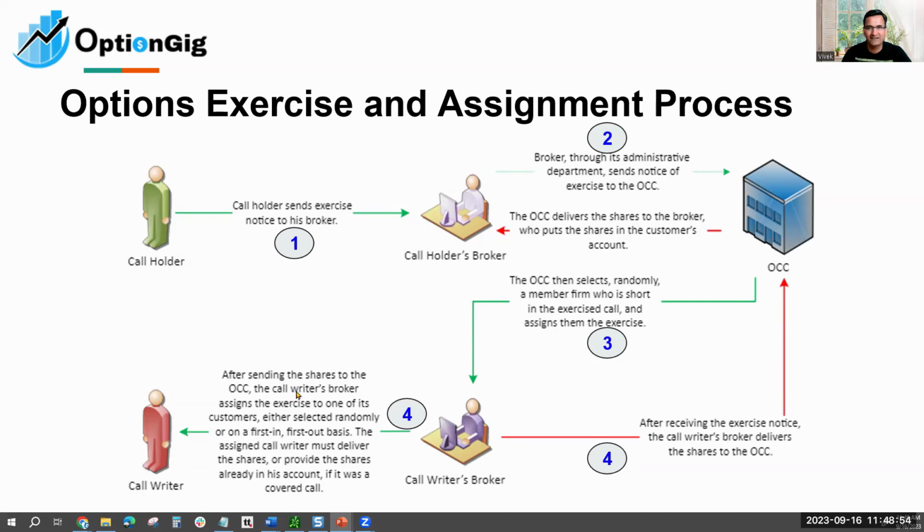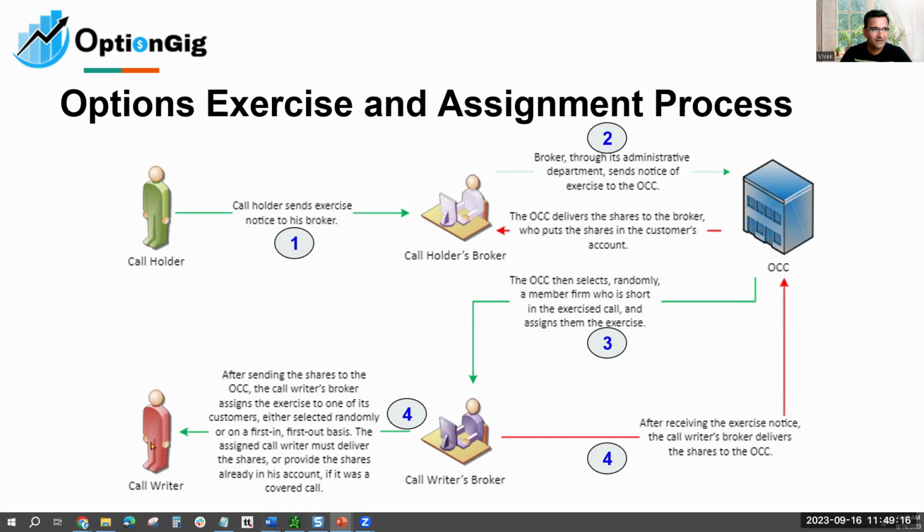So once that person is assigned, you will get a notice saying, okay, option assignment happened. Now, because the process is random, it is possible that if you sold a call and I sold a call, you might get assigned a call, but I may not, because it is a random process.